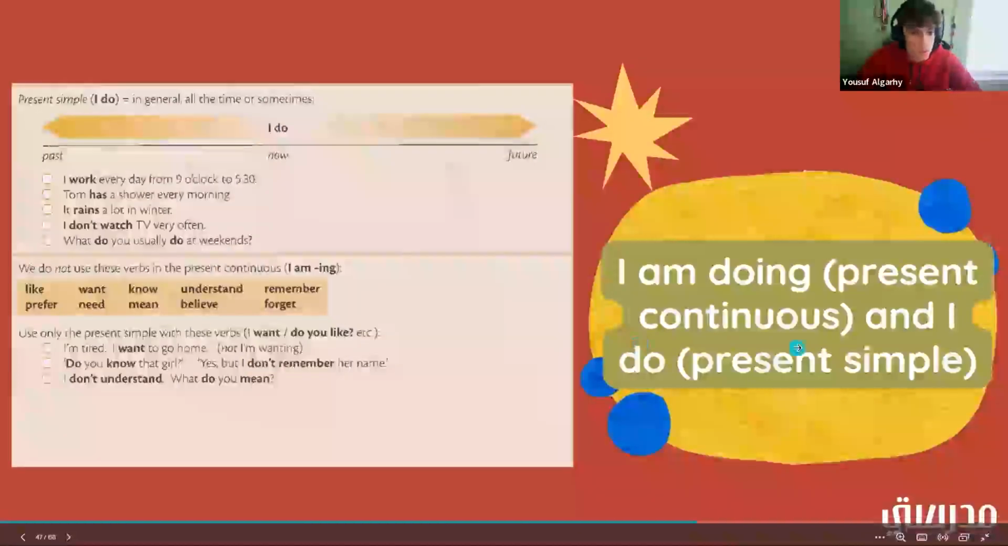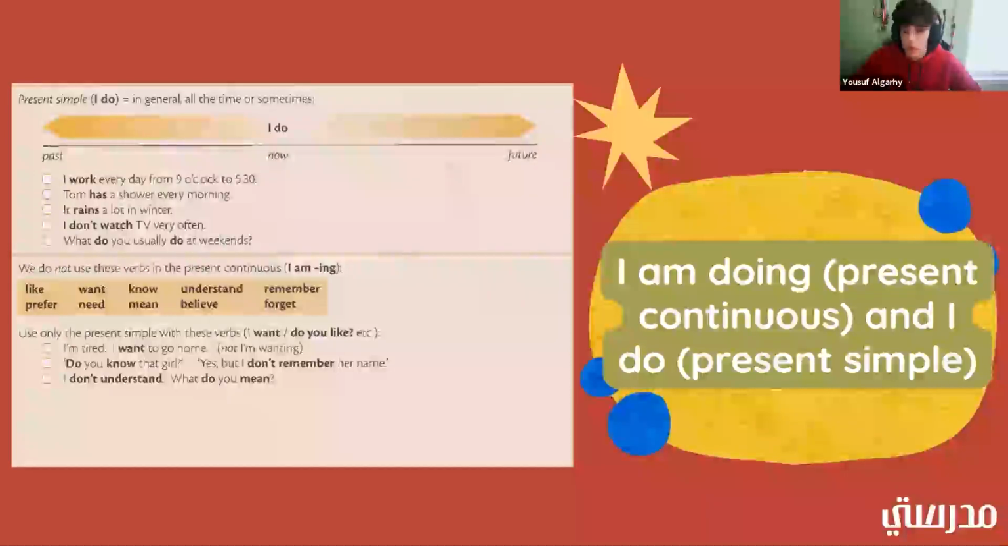All right. Present simple, which could be with I do, is in general. So like all the time or sometimes. So it means happens in the past, happens now, and happens in the future. So I work every day from 9 o'clock to 5:30. All right. That is present simple because it's saying that it always happens. Tom has a shower every morning.